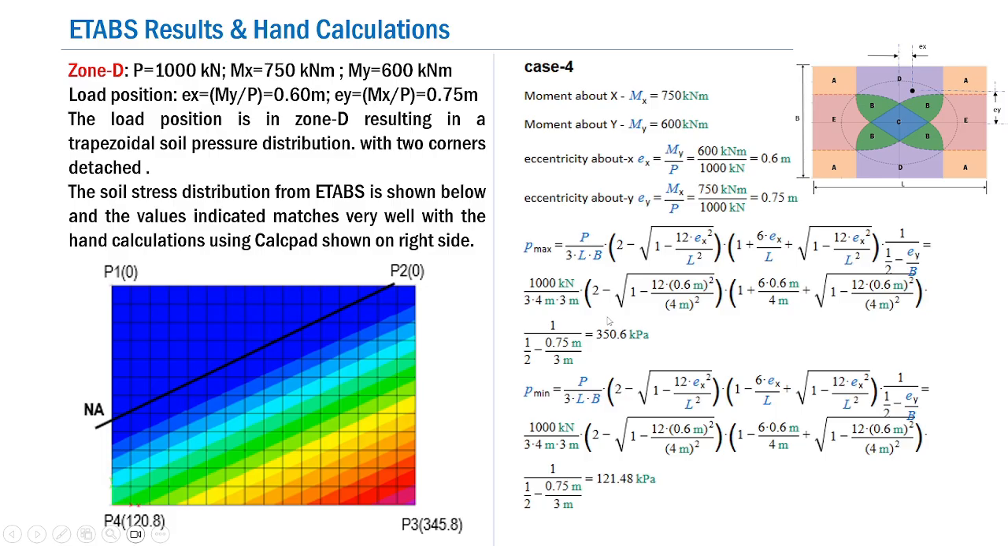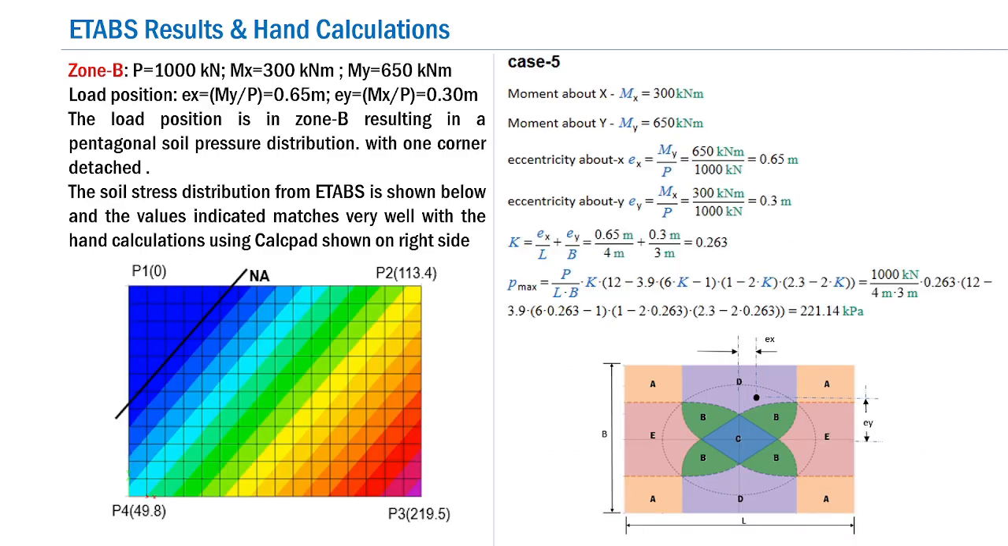It matches with the values assumed in the ETABS results. And the Pmax and the Pmin values are evaluated using the standard expressions. Remember that these expressions, again, you will not be able to find in the majority of textbooks. Please refer to journal papers. So here we have Pmax 350.6. It matches 345.6 obtained from the ETABS. And the Pmin is 121.48, which matches very well with 120.8 obtained from the ETABS.